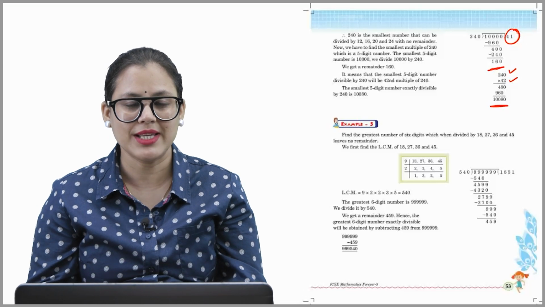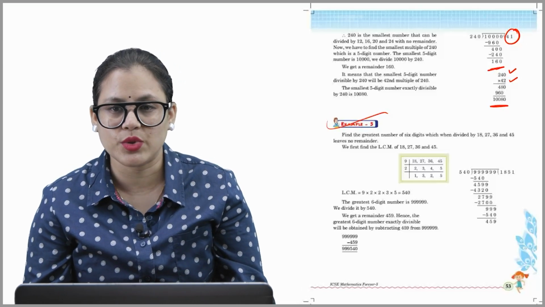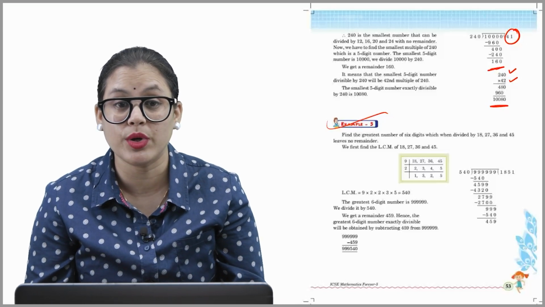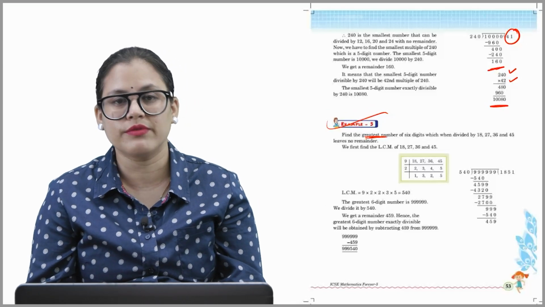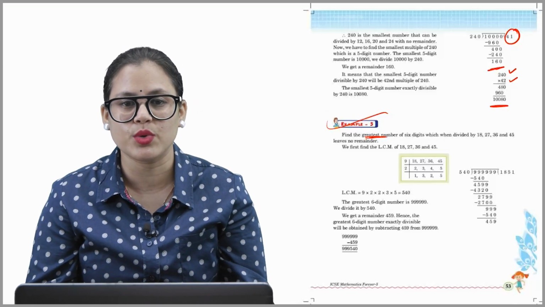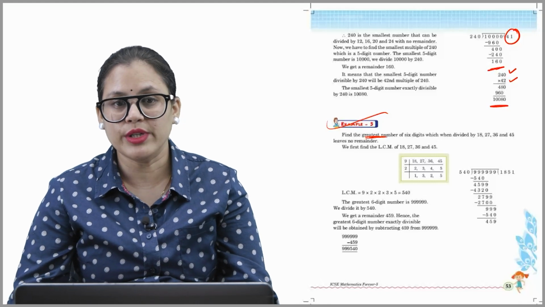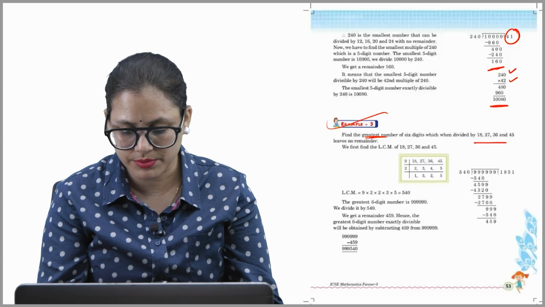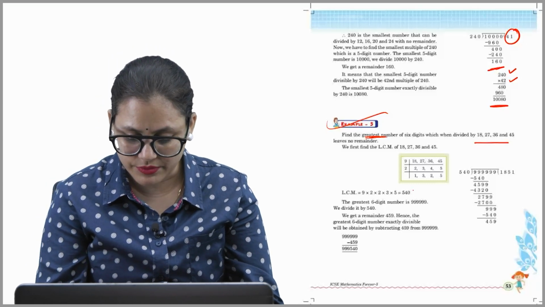Example 5. Find the greatest number of 6 digits which when divided by 18, 27, 36 and 45 leaves no remainder. Greatest number or highest number, if these two terms are used, we always find the HCF. But first, what will you do? We will find the LCM of these 4 numbers, that is 18, 27, 36 and 45. So, the LCM is 540.